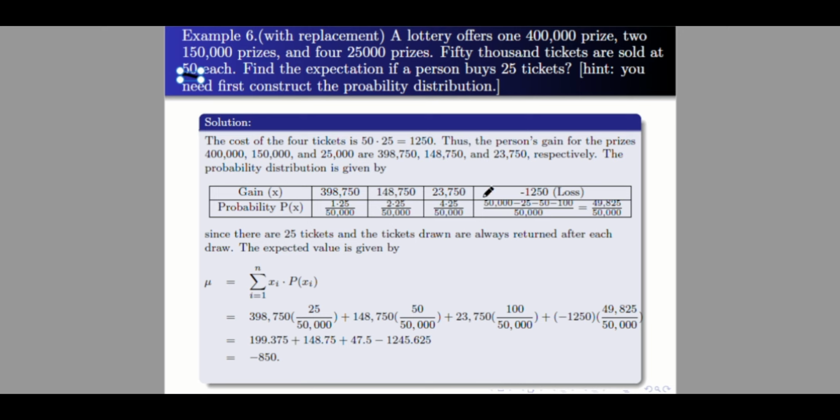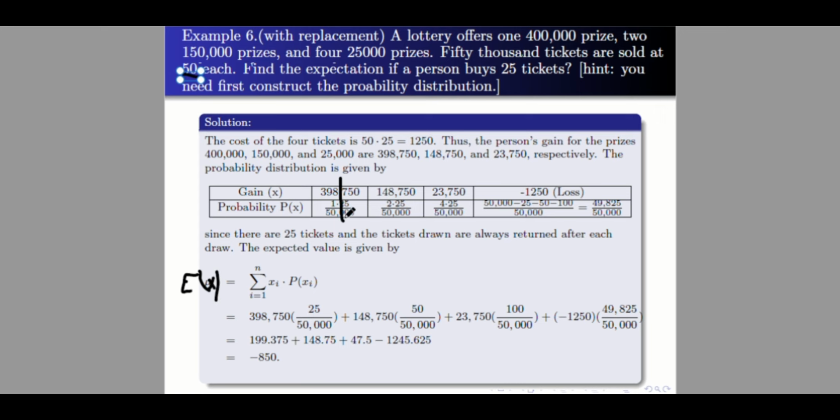Okay, the same with the previous example, we will subtract these 3 from 50,000, which is our denominator. So 50,000 minus 25 minus 50 and minus 100. So the result is 49,825. So our probability distribution now is complete. So we're now ready to compute for the expectation. So this is now E of X.